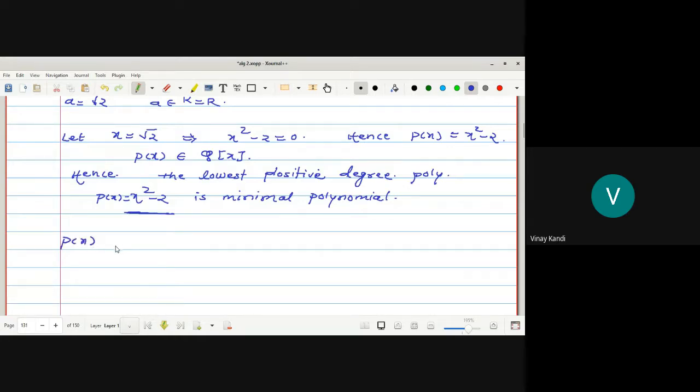Now suppose another polynomial is given, P1(x) equal to (x squared minus 2) times (x plus 1). This polynomial is also satisfied by A; here P1(A) is equal to 0. But this is not the minimal polynomial. Why? Because the degree of P1(x) is 3, but P(x) equal to x squared minus 2 has degree 2. So we have to find the lowest positive degree polynomial that is satisfied by the element A. This is the definition of the minimal polynomial. Any doubt?